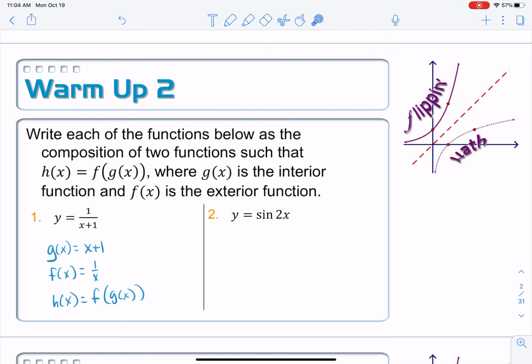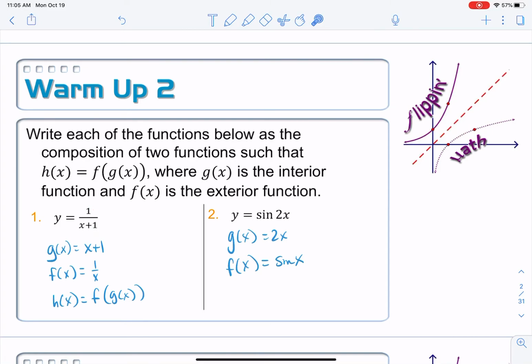Okay. All right, over here on number 2, now this one is a little bit more obvious what your interior versus your exterior function is. What part of this would you have to do first? That's this 2x. It's stuck inside of your sine function. So your interior function is 2x, and it's stuck inside of sine x. Whenever you go to take the derivative of this guy, you have to use the chain rule because it is a composition of functions. We can get around this one, not having to use the chain rule. You just have to use the quotient rule on it.